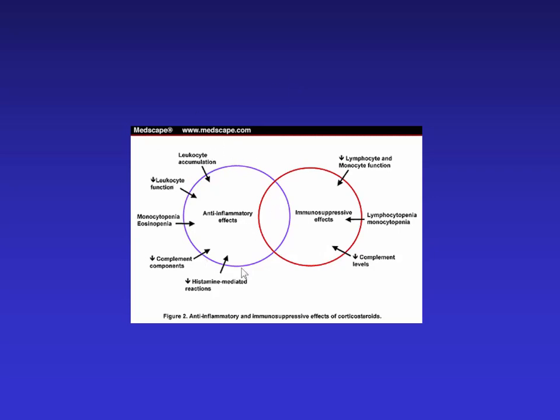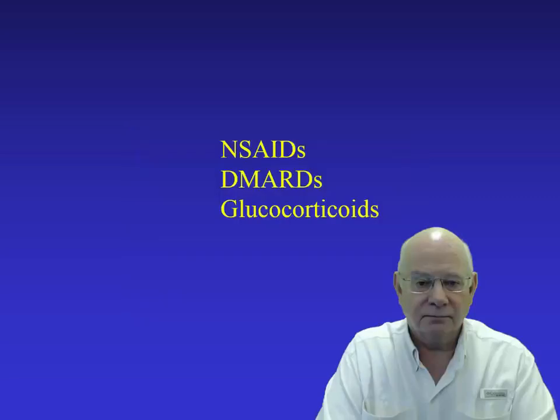So the anti-inflammatory effects of the glucocorticoids cause eosinopenia, monocytopenia, decrease in leukocyte function, a decrease in leukocyte accumulation, as well as a variety of the cytokines and other inflammatory mediators that I talked about. And those have both anti-inflammatory and immunosuppressive effects. We'll come back in the upcoming modules and talk about the immunosuppressive effect.